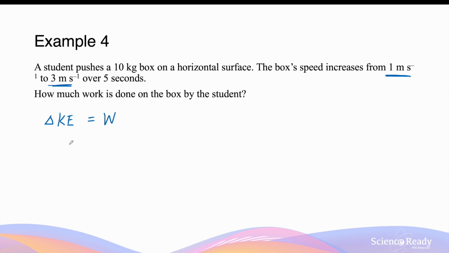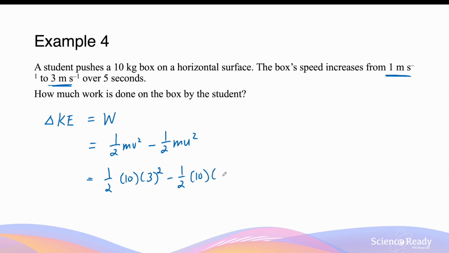The change in kinetic energy is also equal to half mv squared minus half mu squared. The mass of the object is 10 kilograms and the final velocity is 3 meters per second, so half times 10 kilograms times 3 squared, minus half times 10 kilograms times its initial velocity, which is 1 meter per second, squared. The change in kinetic energy here is 40 joules. This is also the amount of work done on the box.